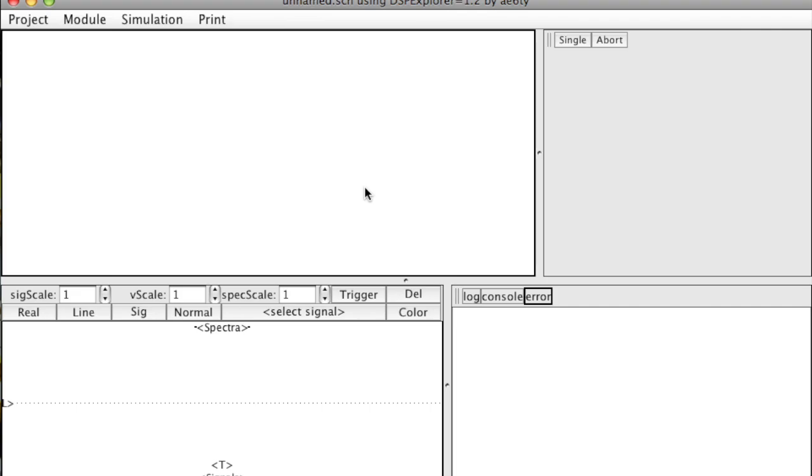In the last tutorial, we started up DSP Explorer for the first time and wrote our first DSP program, which was a simple signal generator. We then ran the signal generator and examined the generated signals using the oscilloscope and spectrum analyzer features of DSP Explorer. In this tutorial, we will expand the capabilities of the signal generator to make it more useful.